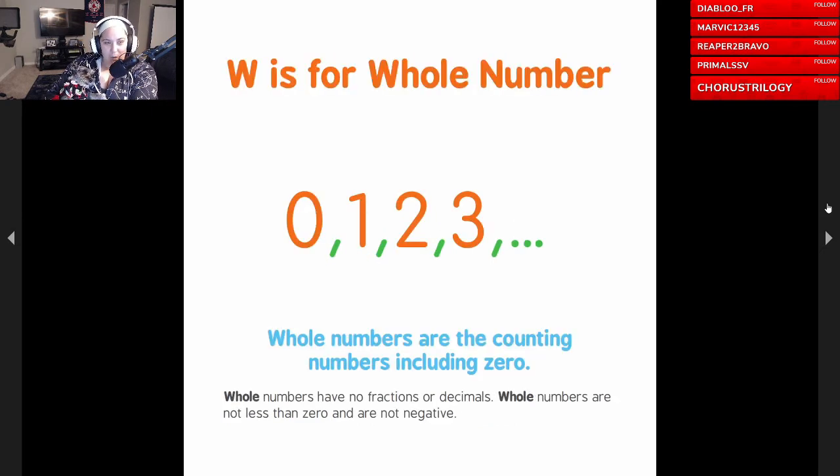W is for whole number. Whole numbers are the counting numbers, including 0. Whole numbers have no fractions or decimals. Whole numbers are not less than 0 and are not negative. Zero, 1, 2, 3, etc. Those are whole numbers.